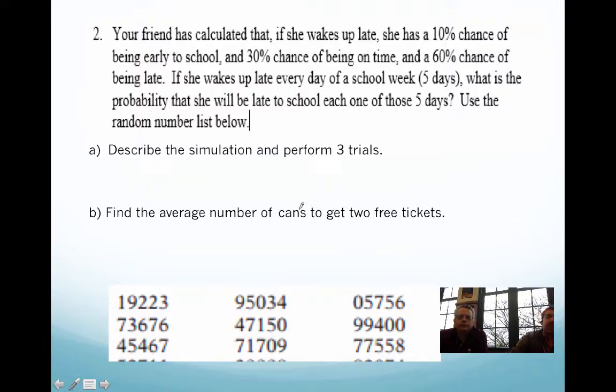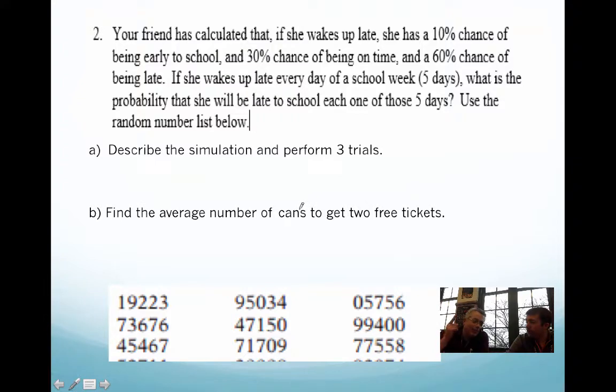All right. So here we have your friend has calculated that if she wakes up late, she has a 10% chance of being early to school, a 30% chance of being on time, and a 60% chance of being late. If she wakes up late every day of a school week, it's 5 days, what is the probability that she will be late to school each one of those days?